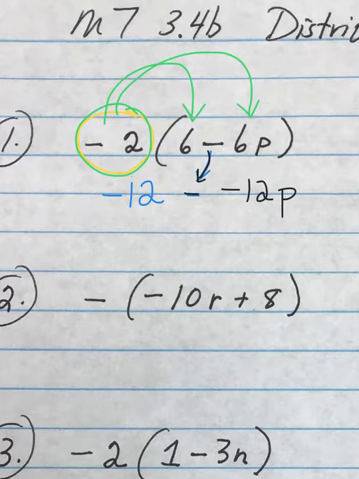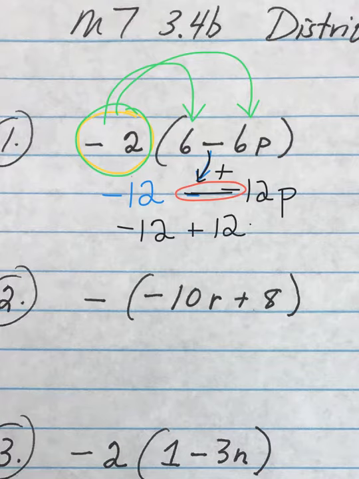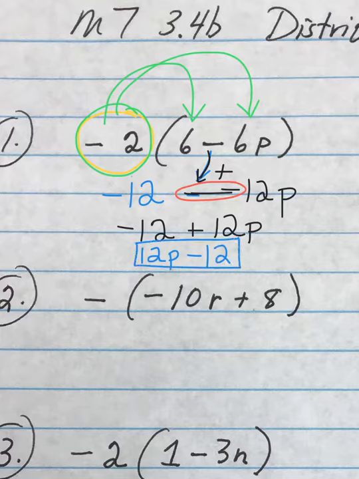If you notice, you have a double negative right there. So the final answer here is going to be 12. A double negative is a positive, plus 12p. But this is not written in standard form. I have to put it in order with the variables first. So 12p minus 12 to put that in final standard form.